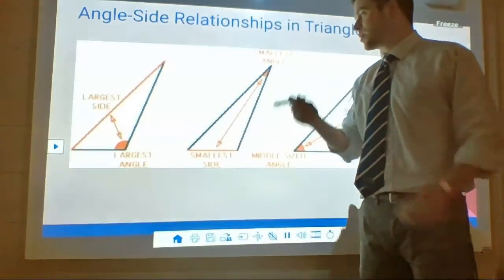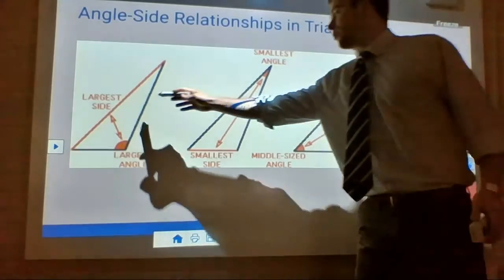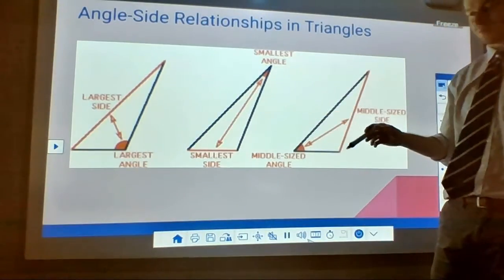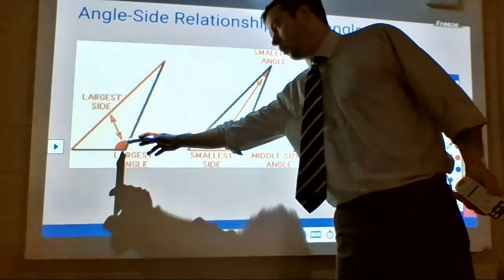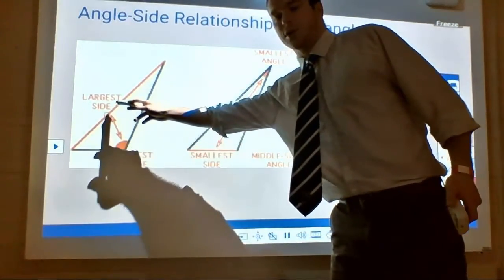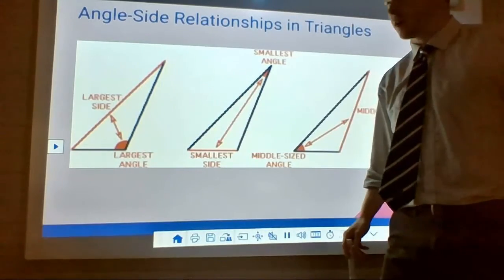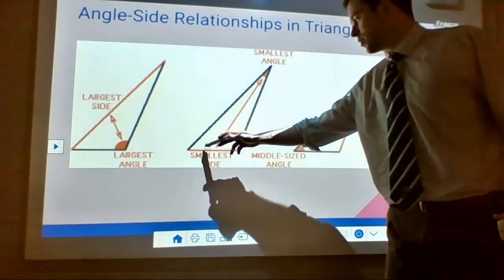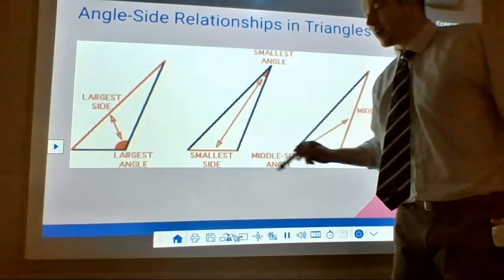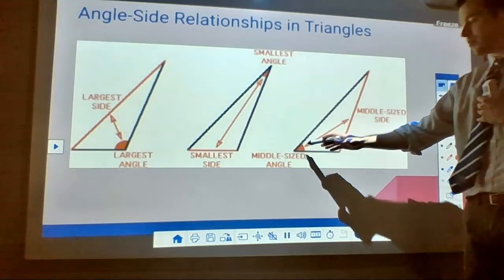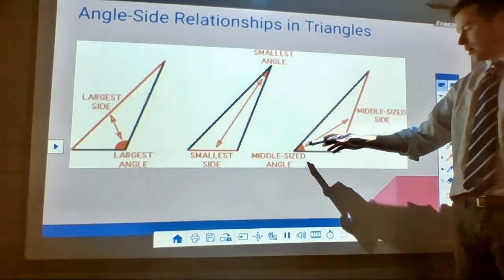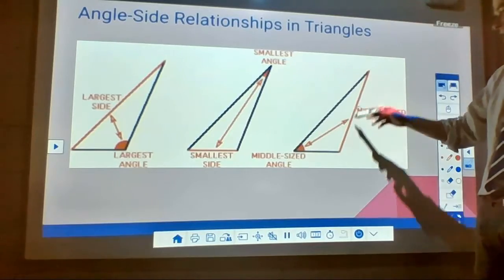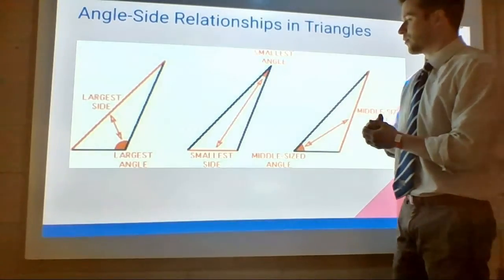Okay? So we have a triangle here. Really, it's the same triangle every time. You can see that it's the same shape. So here we have the largest angle. Across from the largest angle is going to be the largest side. The smallest angle at the top here is going to be across from the smallest side, the shortest side. And then the medium angle, the middle-sized angle, is going to be across from the medium or middle-sized side length. So let's make sense of that a little further.